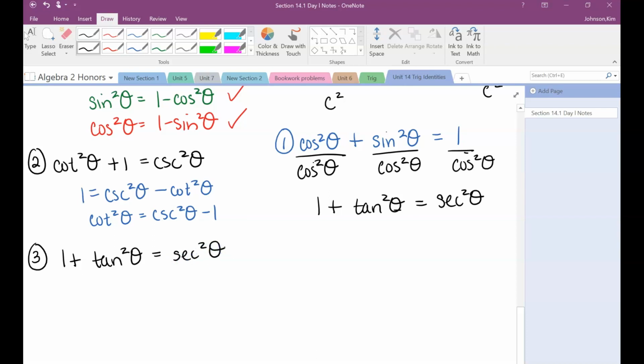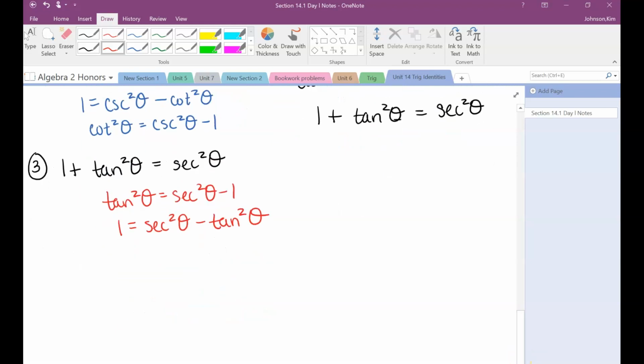And again, you can manipulate this. You might see this in many different ways. You might see tangent squared of theta is equal to secant squared of theta minus 1. You might see 1 is equal to secant squared of theta minus tangent squared of theta. So just being able to recognize, one, the identity as a whole, and two, the different ways that you can manipulate it is really important. I don't want to make this video too long, so we're going to do a couple examples of using all of these properties combined.